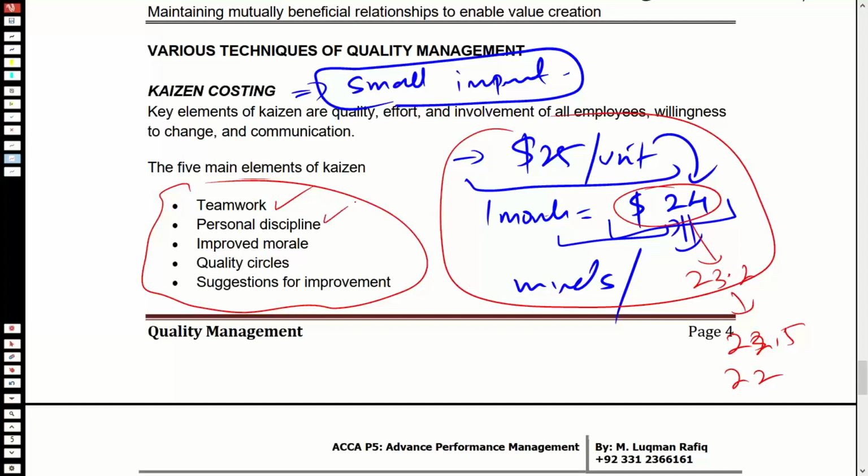The second thing is personnel discipline. The people would want to be the ones who contribute, the ones who bring about the improvement to the organization. Then there is improved morale, etc. So ultimately it's again teamwork, employee involvement, trying to improve, innovation, creativity. All of these things are going to help you as an organization reduce the cost. Now let's move a bit forward and discuss further.